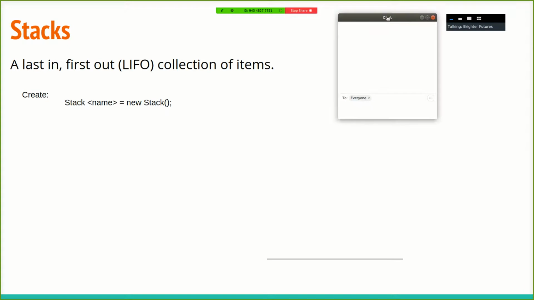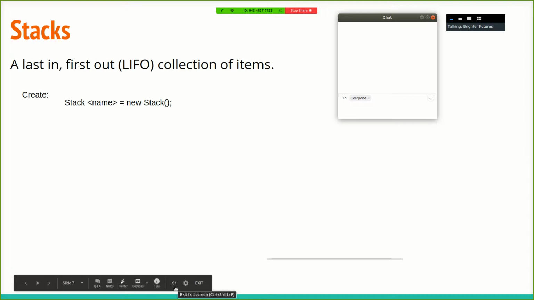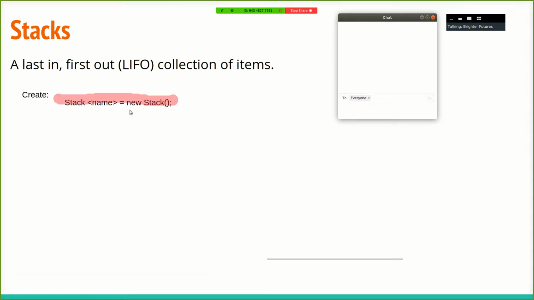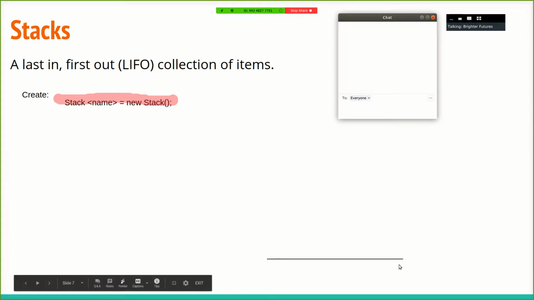All right, so the first thing, obviously, when we want to use a stack, is to actually create the stack, right? And it's very simple. If you remember how we created a queue, it was queue, the name of the queue, equals new queue. With this, it's very similar. It's stack, whatever the name of our stack should be, equals new stack, okay? And what that'll give us is just like a little line.